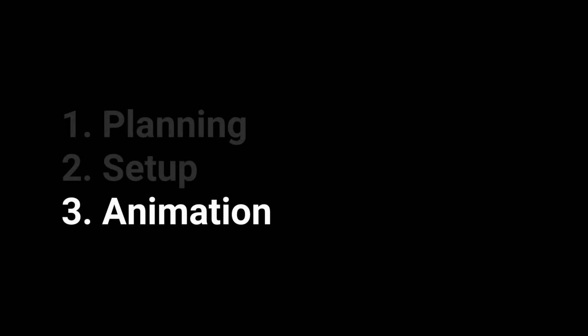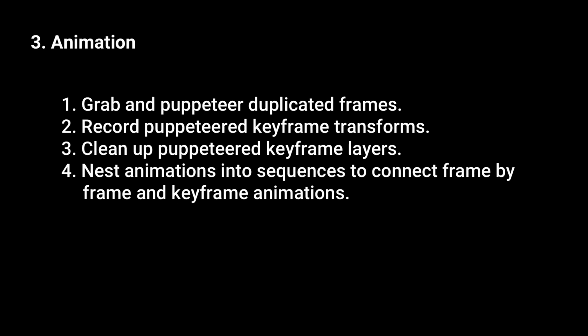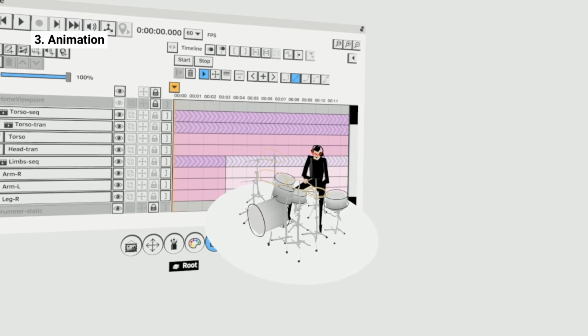And the last part, the funnest part, let's talk about animation. With animation, there's a couple steps we're going to go through, and we're going to walk through it in Quill. The first thing would be to actually grab and then puppeteer duplicated frames, that being the limbs, the arms, the legs, that sort of thing. After that, we're going to record puppeteered keyframe transforms, being the torso and the head. Once you're done puppeteering those animations, then you want to go in and clean up the layers. And lastly, we'll nest animations into sequences so we can connect the two different animation types. Okay, so let's get into some animation.